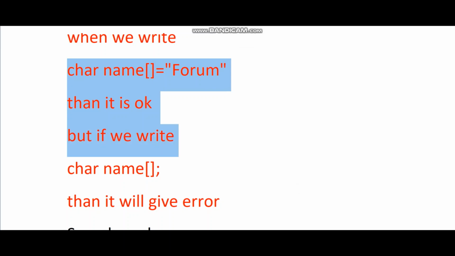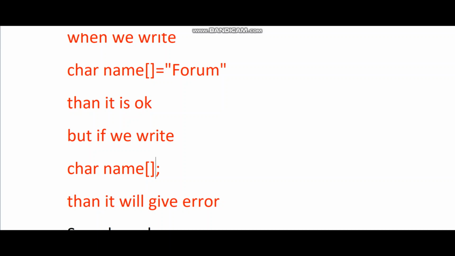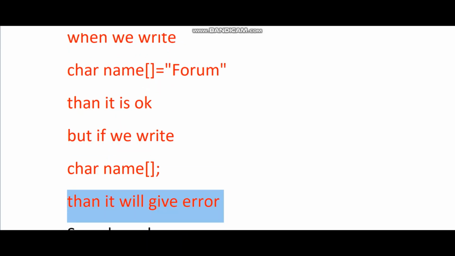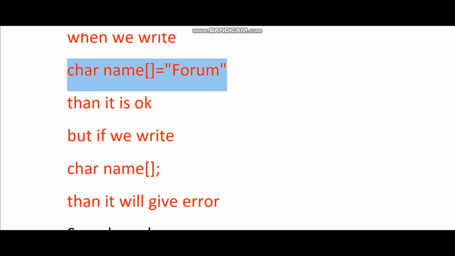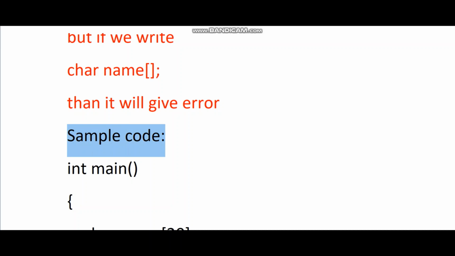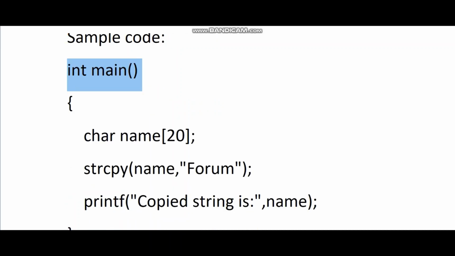Now, important point: when we write char name equals forum, then it is okay. But if we write char name in this manner only, and over here we do not give a size, we have simply declared the variable, we have not written it in this manner, see, then it will definitely, 100%, give an error, because you need to write in this manner, then only can you use empty brackets over here, right?